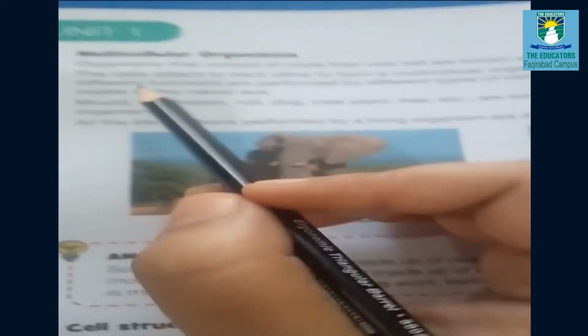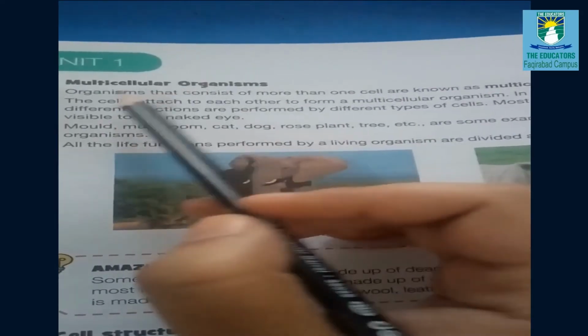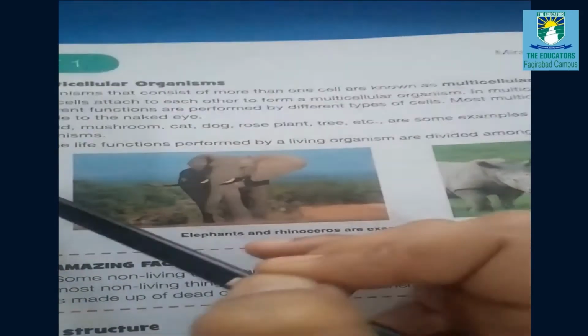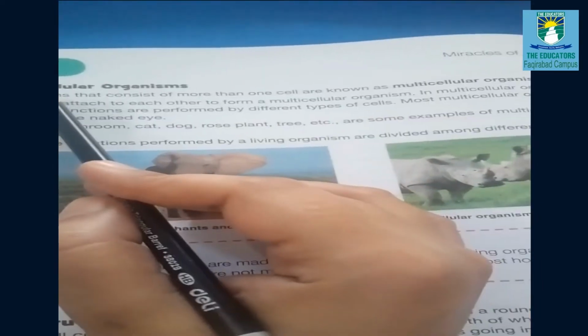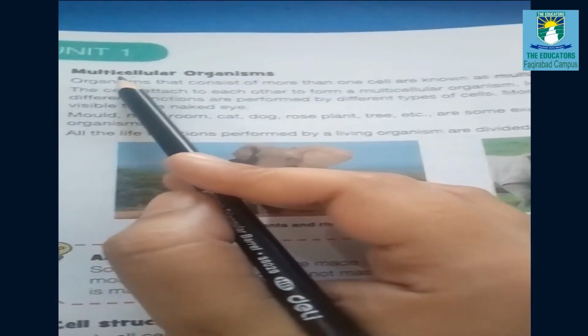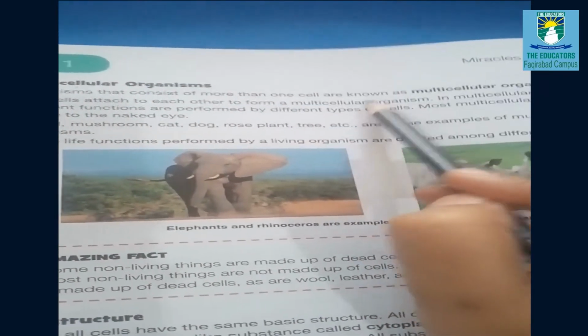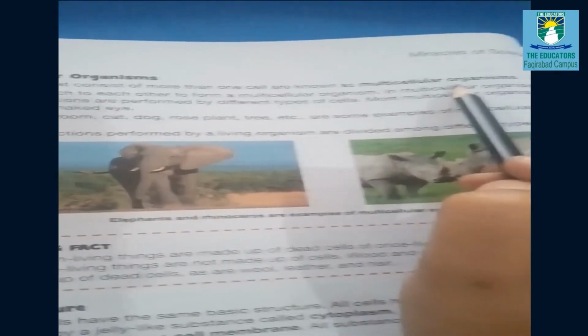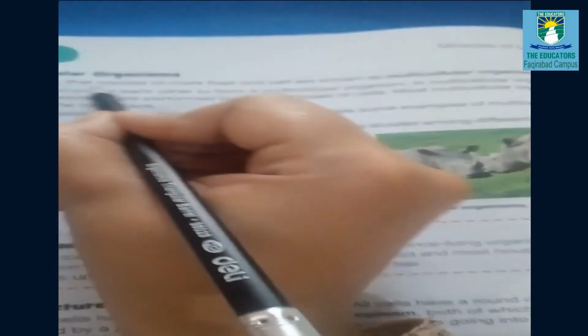Come to the next topic. Multicellular organism. Now, what do you mean by multicellular? An organism that consists of more than one cell is known as a multicellular organism. You can underline this definition.